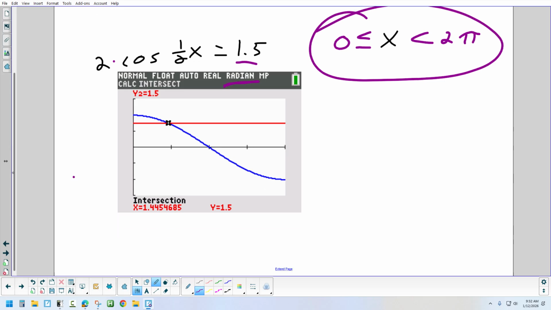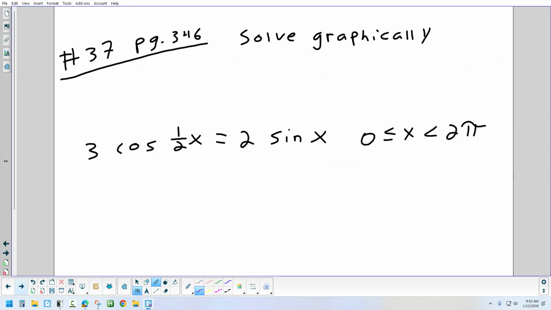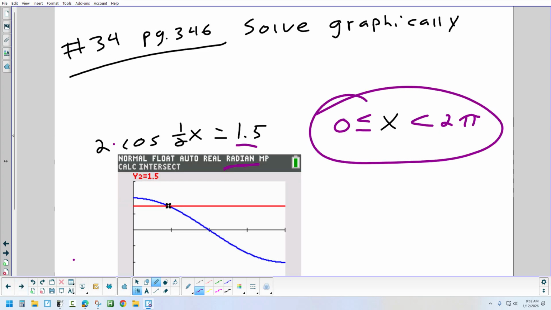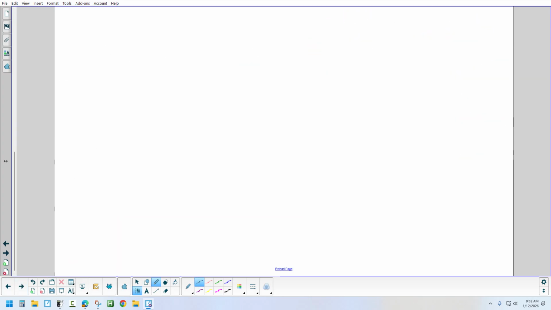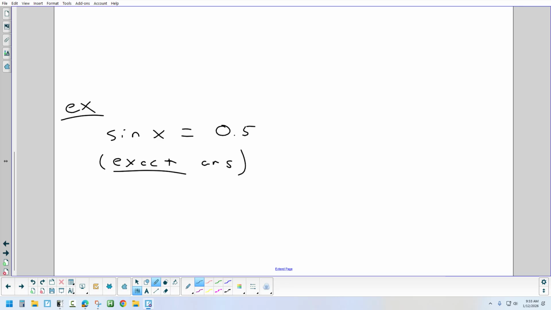Let's do one similar to that. Let's do this one. Let's do sine of x equals 0.5. And I want the exact answer in radians. So exact answer means I don't want a decimal, unless it's a decimal that terminates, that's fine. But if it doesn't, I want it exact.